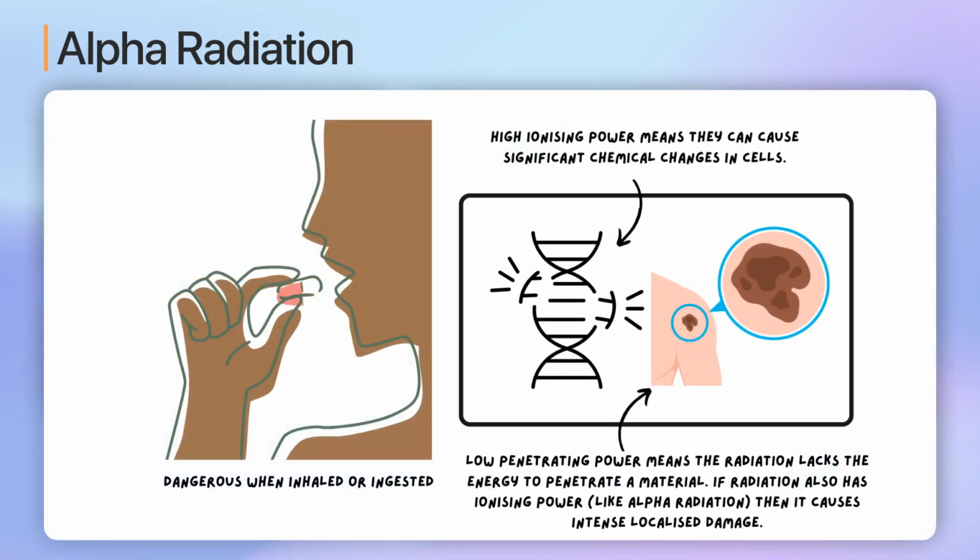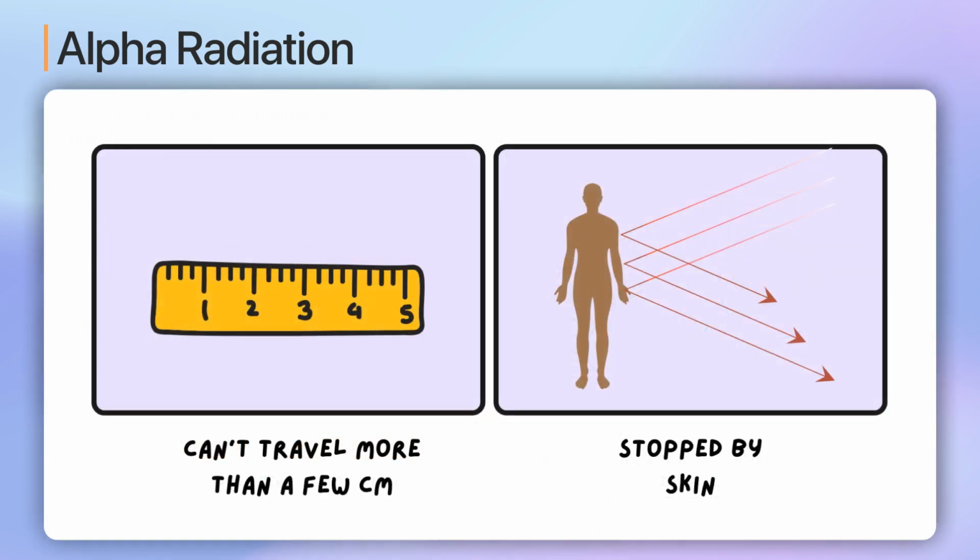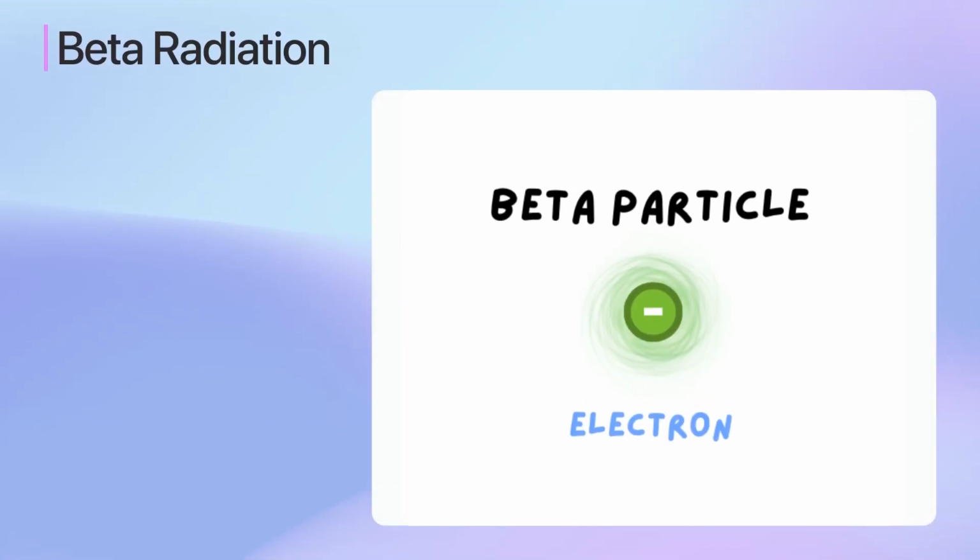Once inhaled or ingested, their high ionizing power can create significant chemical changes in cells, potentially leading to cancer or other health issues. Their low penetrating power means they cause intense localized damage within the tissues. However, while alpha radiation is highly dangerous inside the body, it poses less of a threat externally. Alpha particles can't travel more than a few centimeters in the air and are stopped by the outer layer of our skin. So, in a laboratory setting, alpha radiation is not a significant hazard as long as the particles do not enter the body.